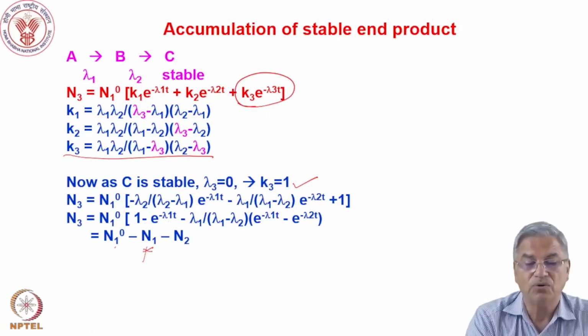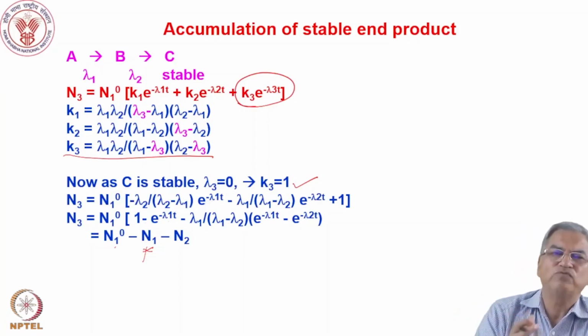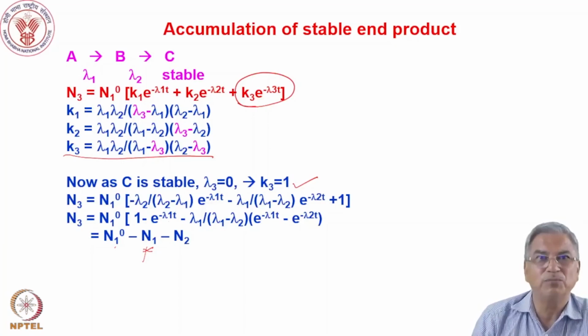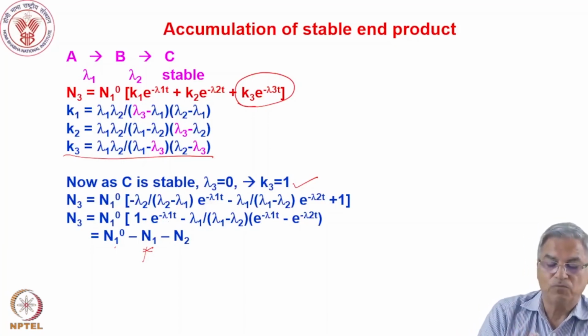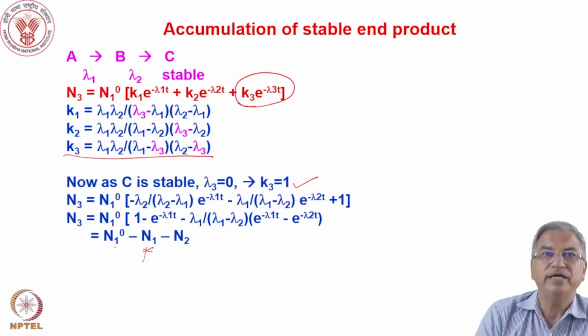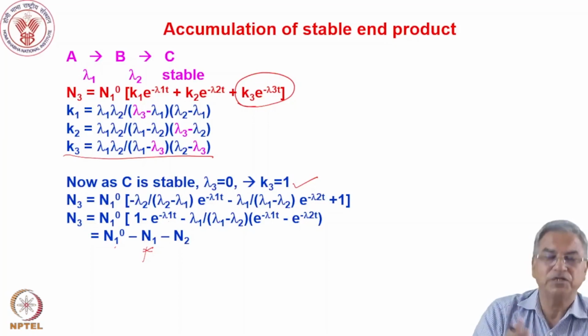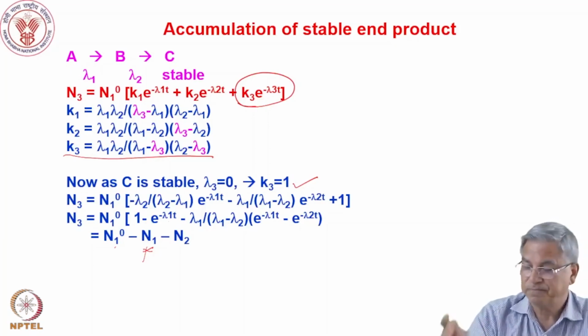So this is how you can calculate, for example, if you have a freshly purified parent and after a long time you want to know how many atoms of granddaughter will be formed, which is stable, you can use this equation provided you know the number of atoms of n1 and n2 at that point of time. In fact, if you know the initial activity, you can calculate n1 and n2 also. So that is how you can find out the activity or the number of atoms of the granddaughter.